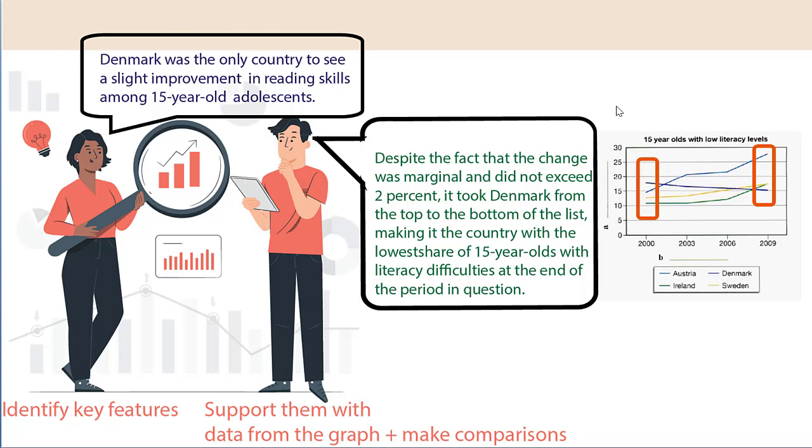So, despite the fact that the change was marginal, or meaning small, and did not exceed 2%, that was from 17 to 15, right? It took Denmark from the top to the bottom of the list, making it the country with the lowest share of 15-year-olds with literacy difficulties at the end of the period in question. There should be a space, of course, here. Lowest share should be two separate words, of course.